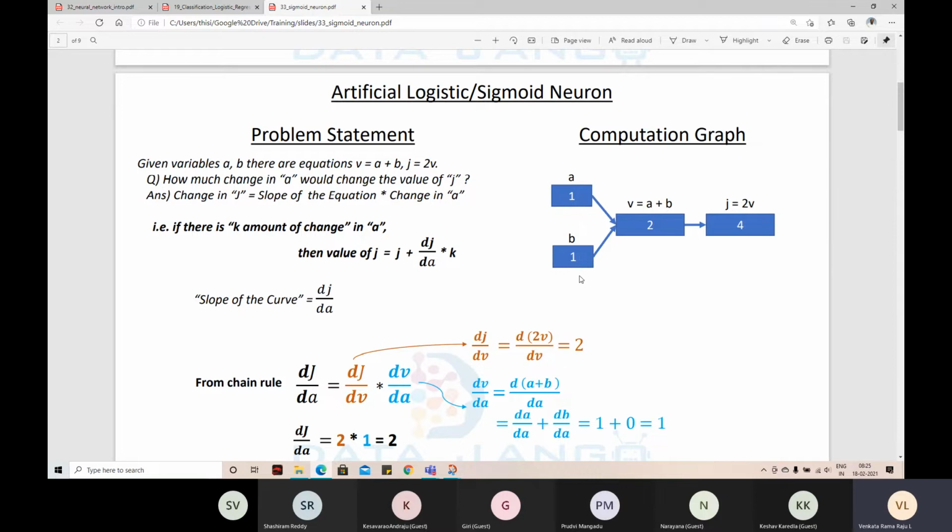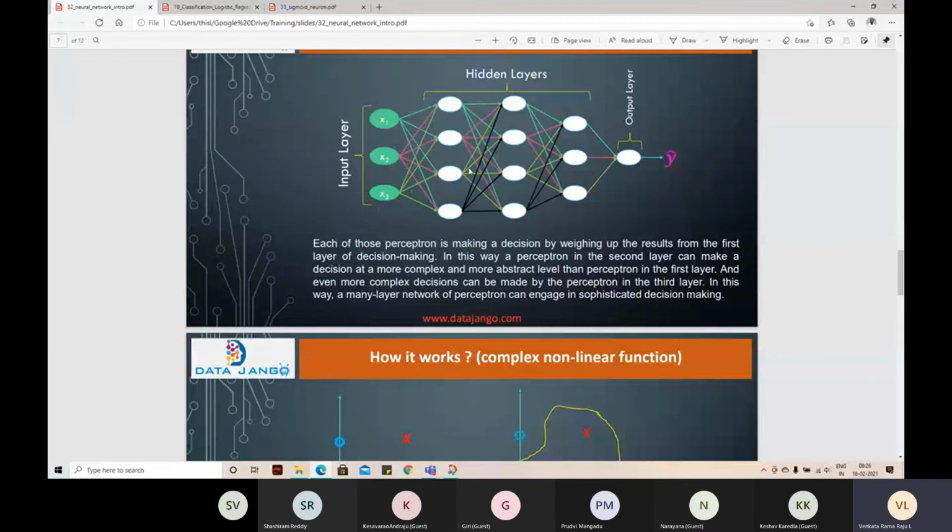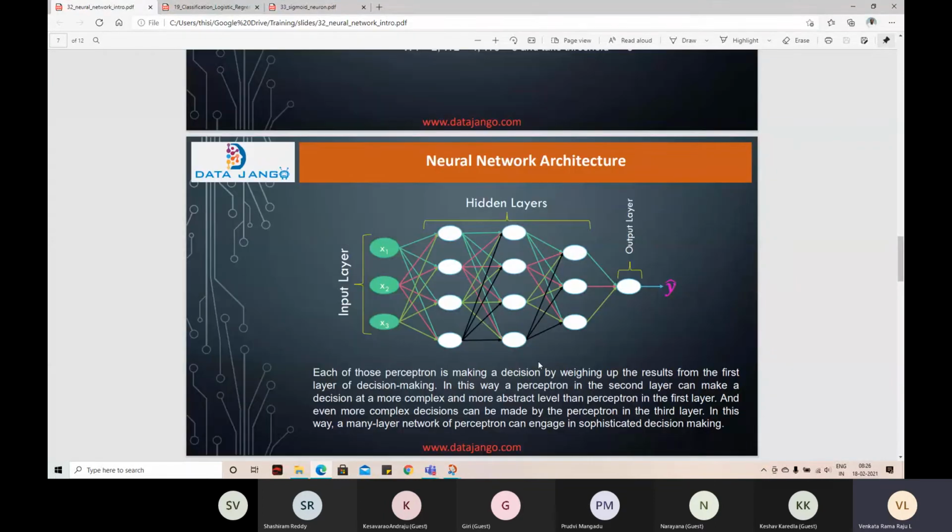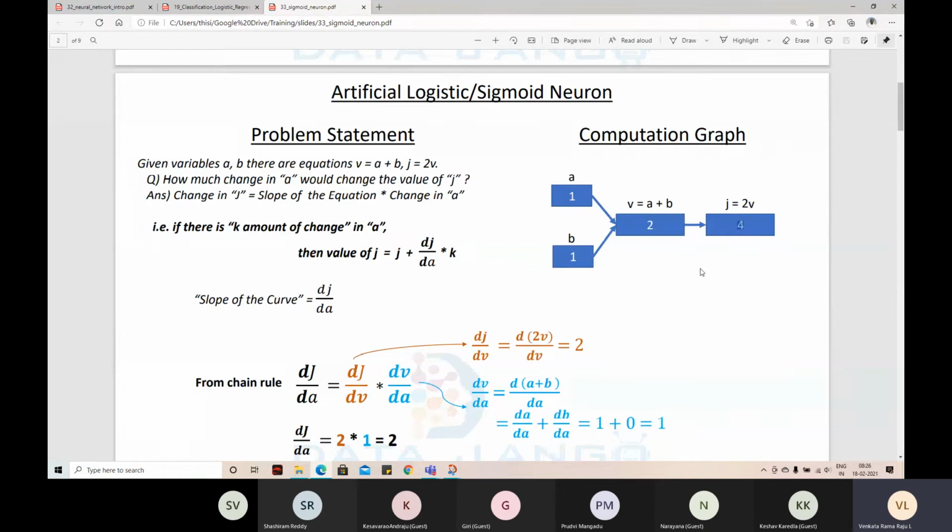This is called a computational graph. When you have two variables a and b, there is a function v that does some operation on a and b, and a function j that does an operation on v. If you change one unit in a, you want to find how many units it affects in j. That's the key in deep learning. In a deep neural network, you take random weights and try to produce something, and in the next iteration you tweak these weights. When you tweak a weight, you want to see how much effect it has on the y value or the error. I am showing this with a simplified function.